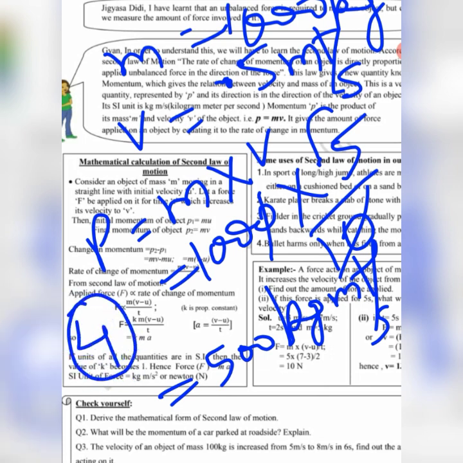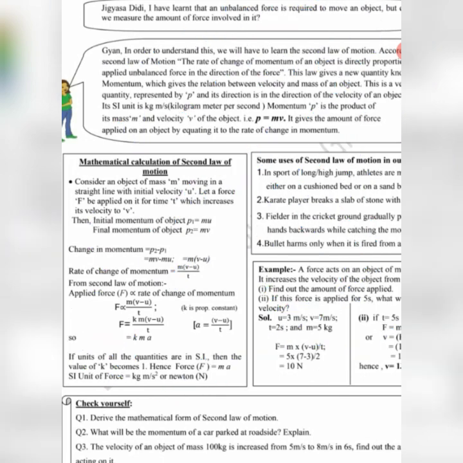So this is the answer for our fourth question. And fifth question, define momentum and also write its SI unit. So SI unit we have just seen here, kilogram meter per second. And how to define this momentum? Momentum P is the product of its mass and velocity, and it is written as P is equal to M into V, and its SI unit is kilogram meter per second.